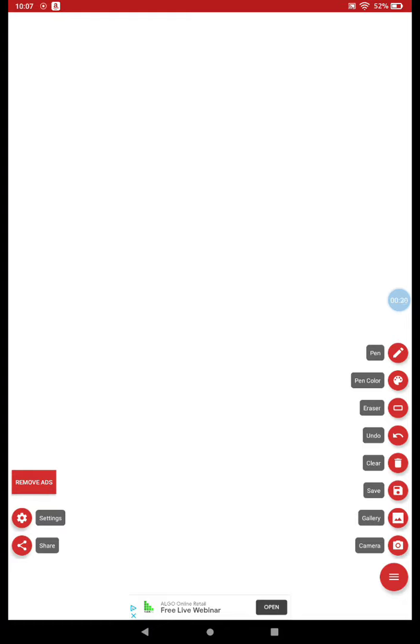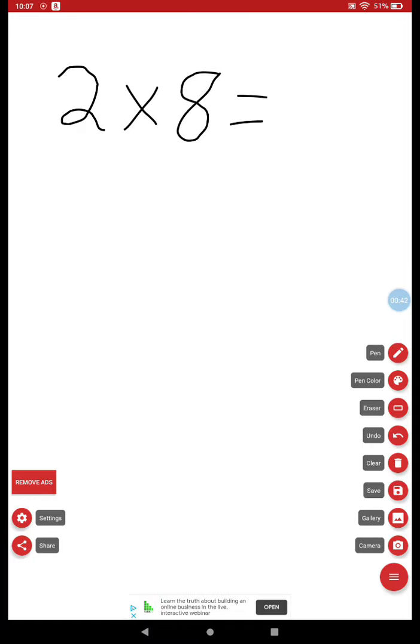When I look at multiplication in my head, I often like to think of it this way. Let's take a look at 2 times 8. Now, if I have 2 times 8, I can imagine 2 groups of 8, or 8 groups of 2. Let's do the first one, 2 groups of 8.